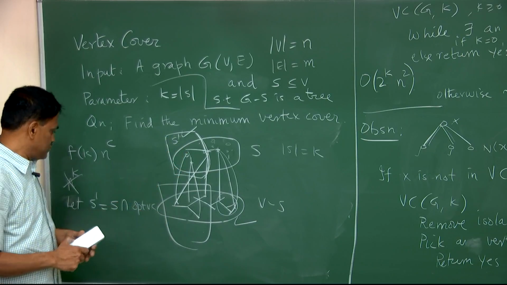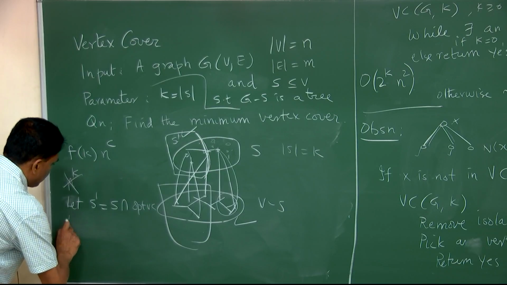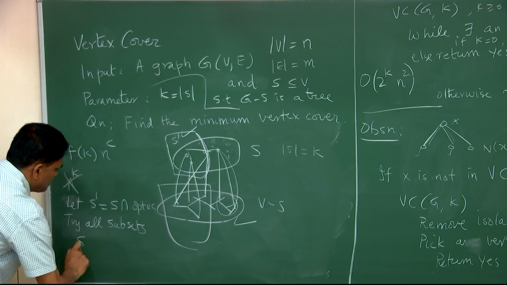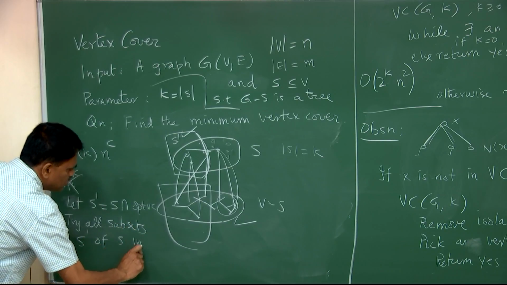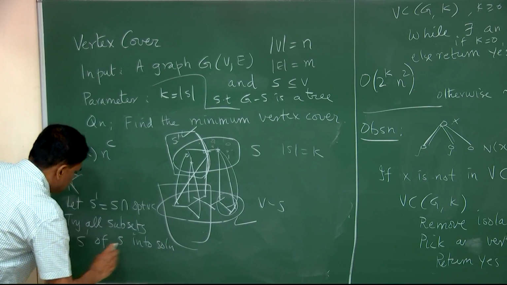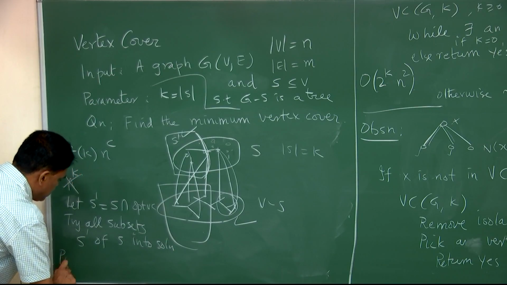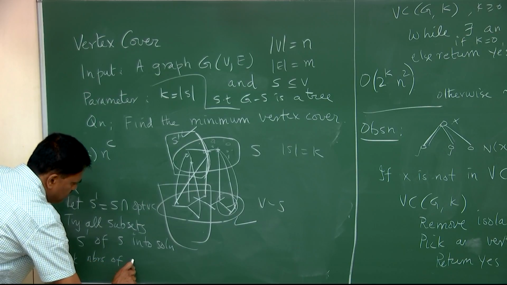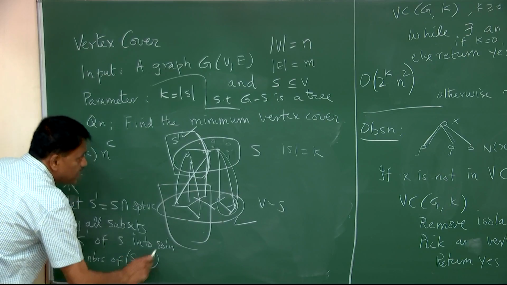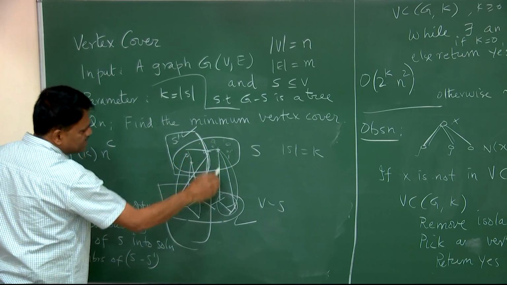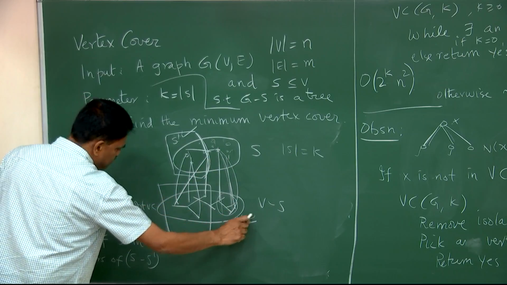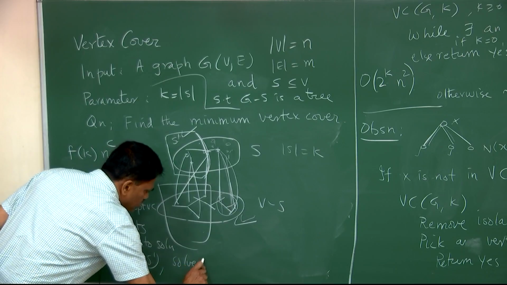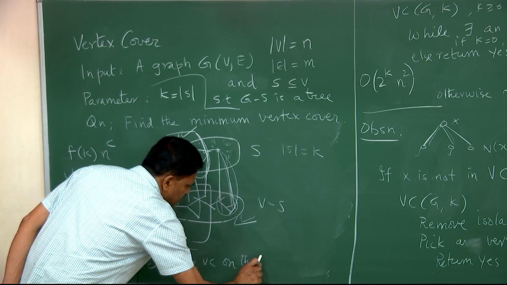Yeah. So try all subsets S prime of S into the solution. Pick neighbors of S minus S prime, right? S minus S prime, these guys' neighbors will only be here, pick them, and then solve vertex cover on the remaining tree.